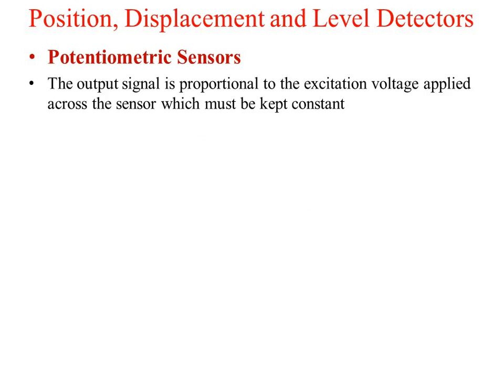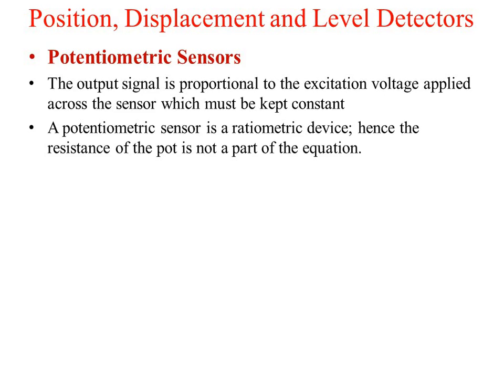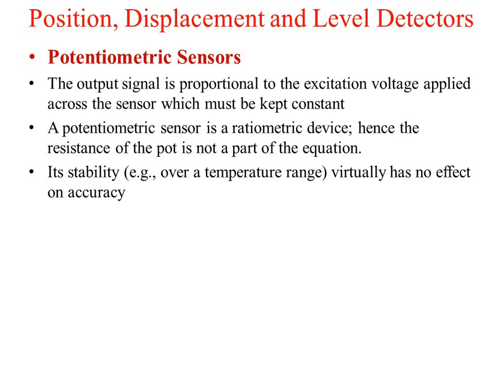The output of this sensor is proportional to the excitation voltage applied across the sensor, which must be kept constant. If it is not constant, obviously there will be error in the output. The potentiometric sensor is a ratiometric device, hence the resistance is not part of the equation. Its stability over temperature virtually has no effect on accuracy, because resistance itself is not part of the output voltage. The output voltage will be directly proportional to the displacement.